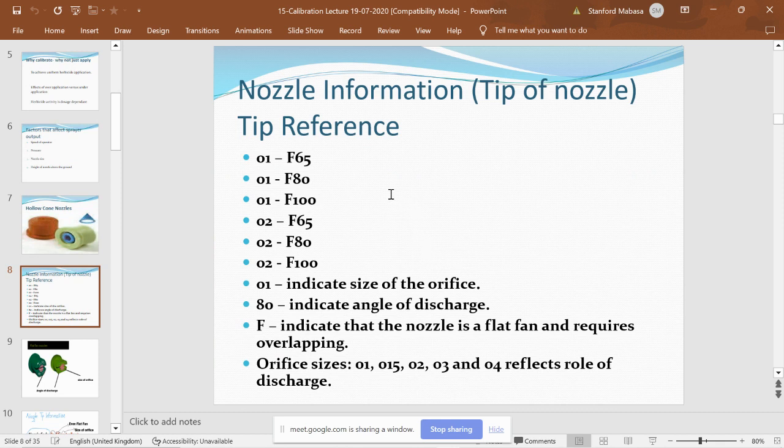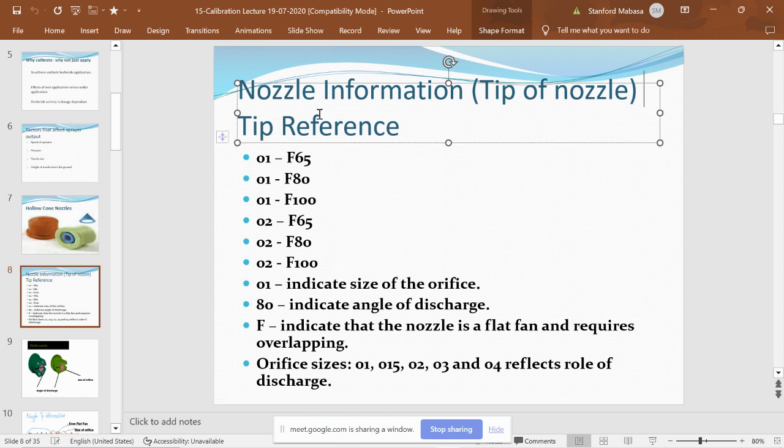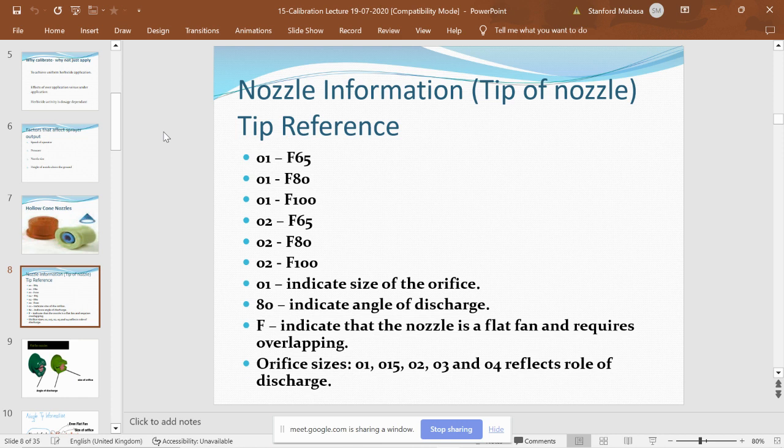This one has information on the nozzle tips, where we have the tip reference. You may have 01 dash F65, 01 dash F80, 01 dash F100, or it could be 02 F65, 02 F80, 02 F100.